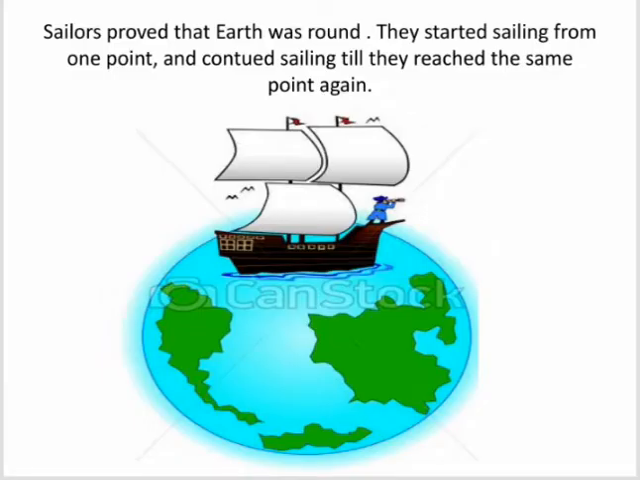A long time ago, people thought that the Earth was flat. But hundreds of years ago, sailors proved that the Earth is round. They started sailing from a certain point, sailed on, and reached the same point from where they had started. And this can happen only if the path is circular.